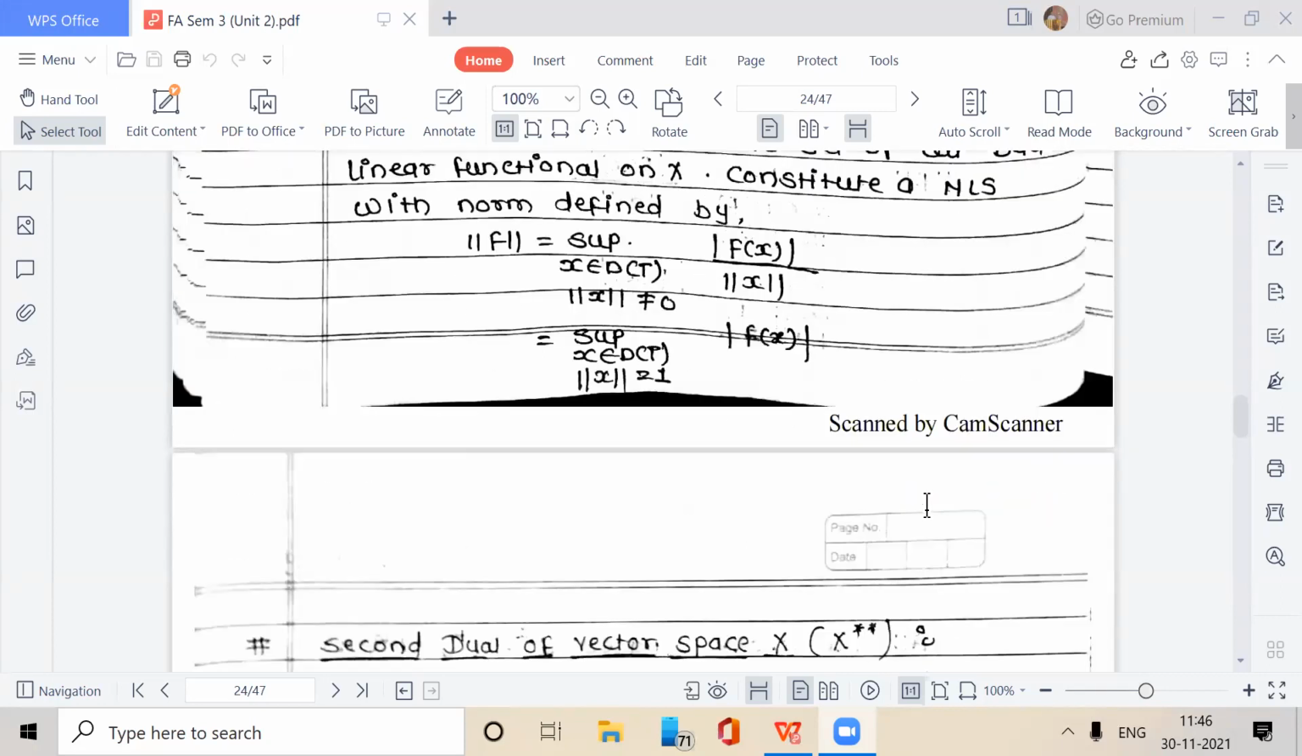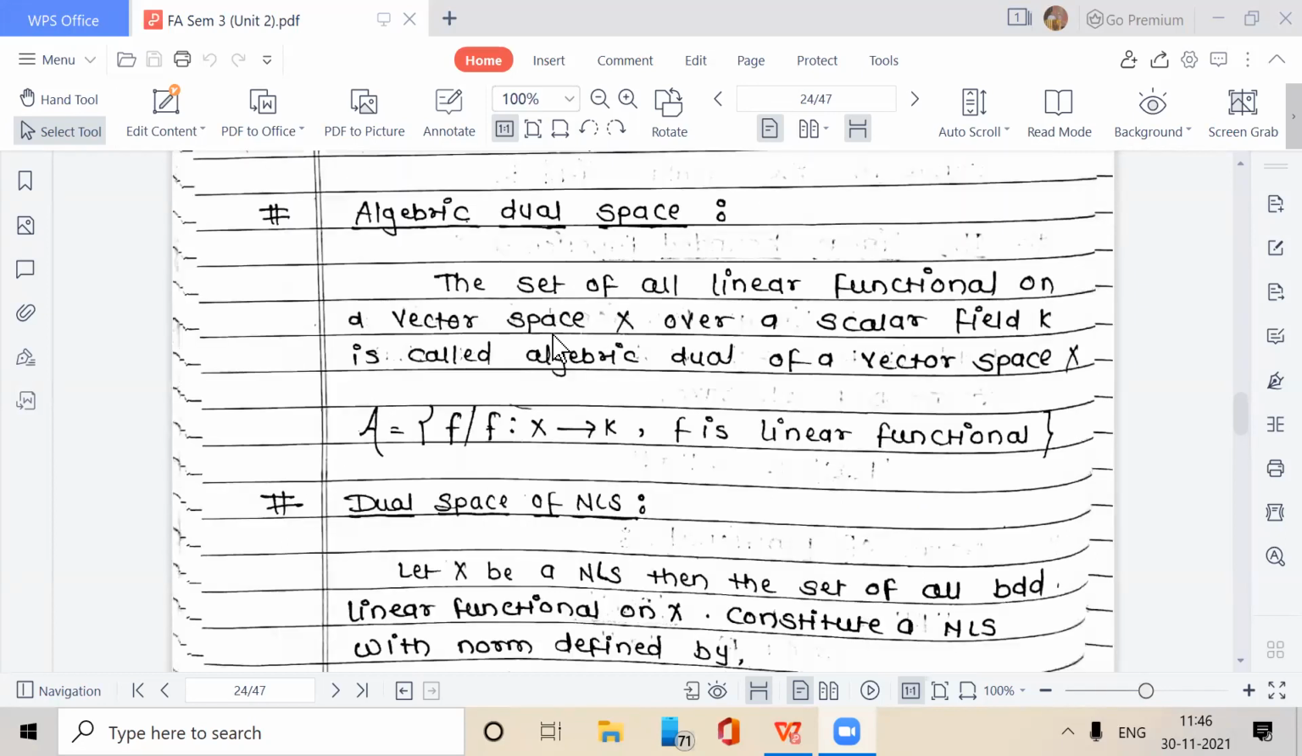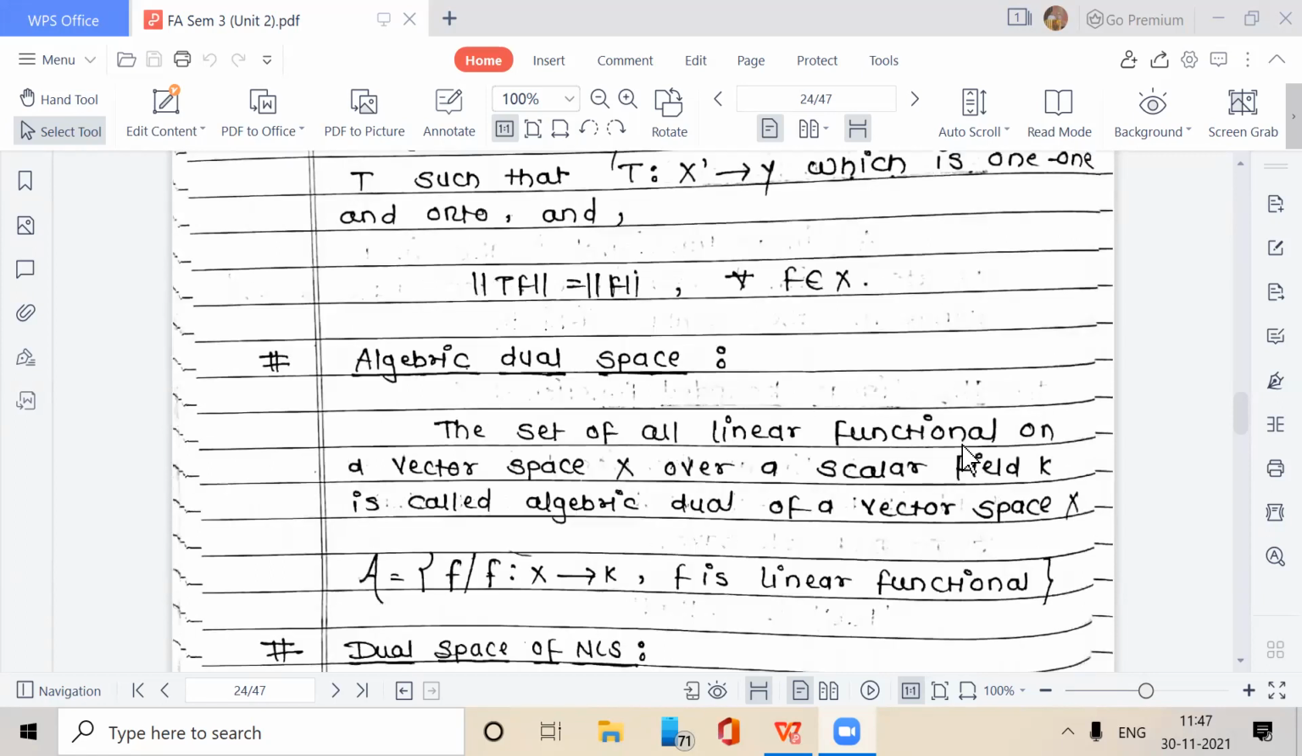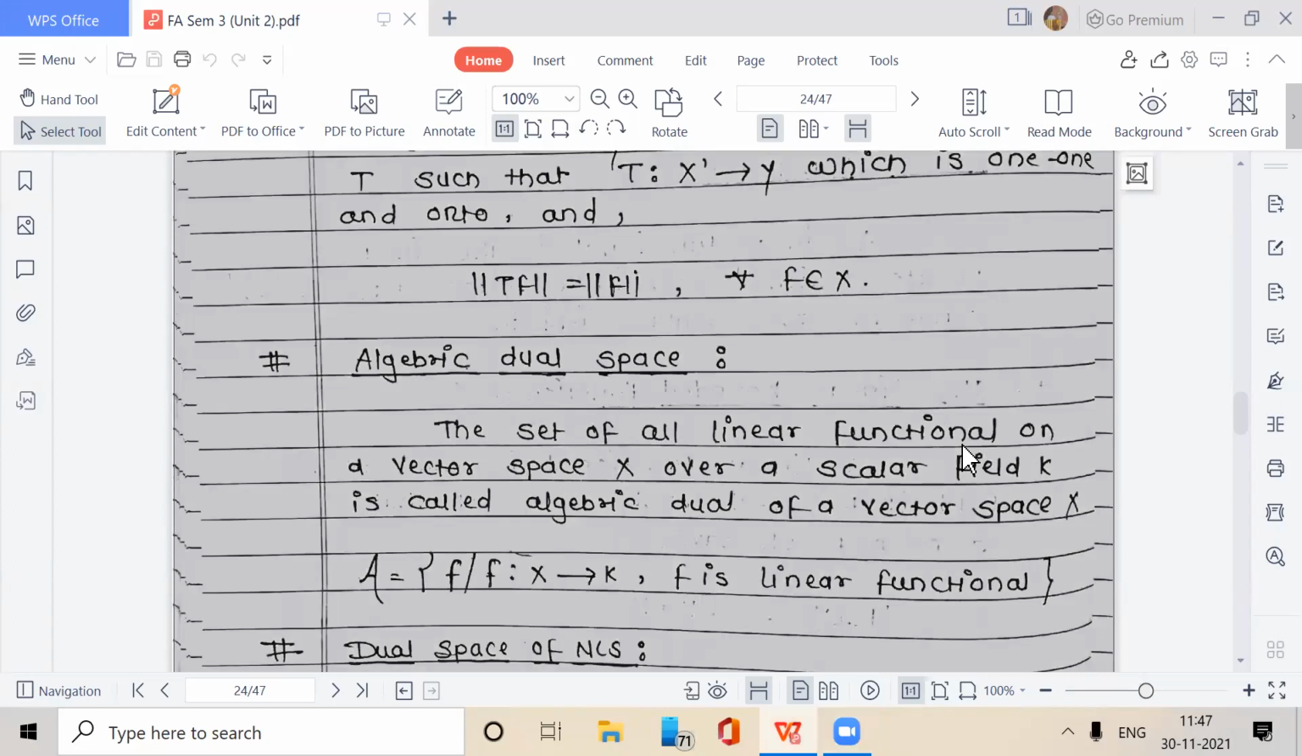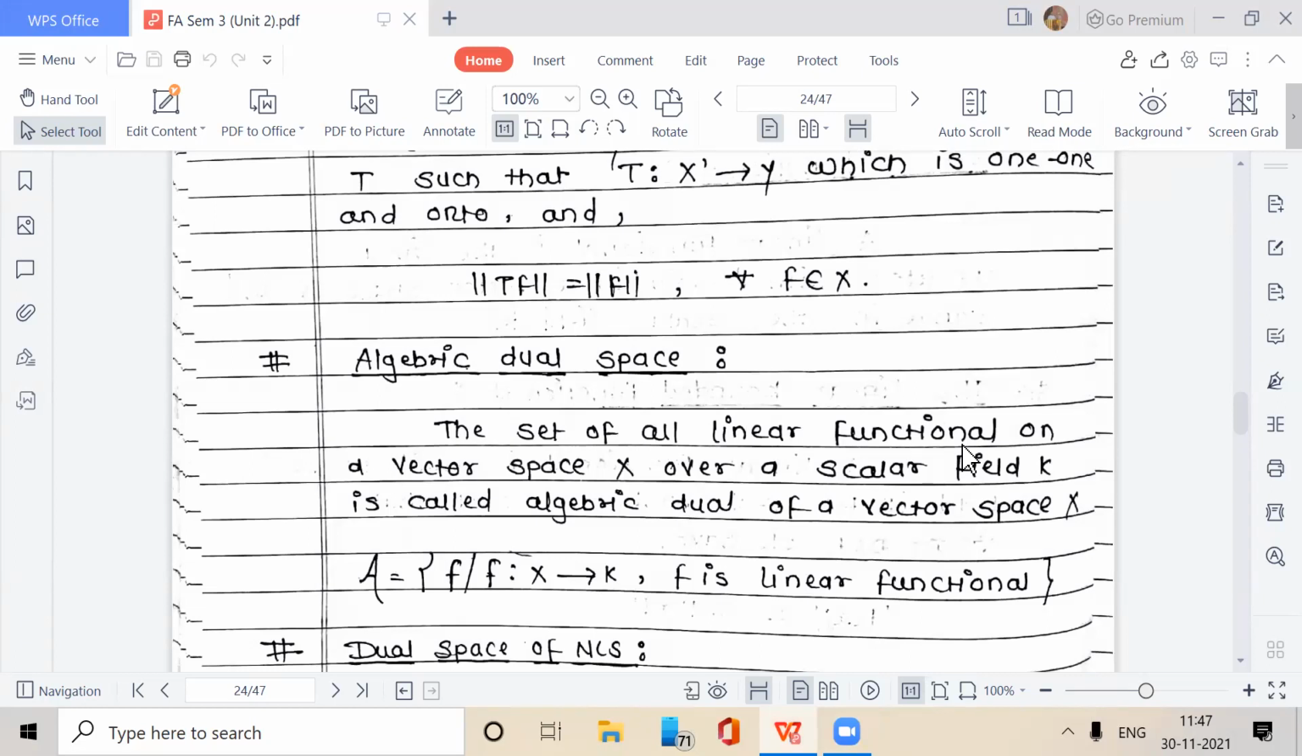Next is the algebraic dual space. The set of all linear functionals on a vector space X over a scalar field K is called the algebraic dual of the vector space capital X. A is equal to the set of all F such that F are functionals from X to K, where F is a linear functional. We have seen that the set of all linear functionals defined on a vector space X can itself be made into a vector space. This space is denoted by X star, and it is called the algebraic dual space of capital X.